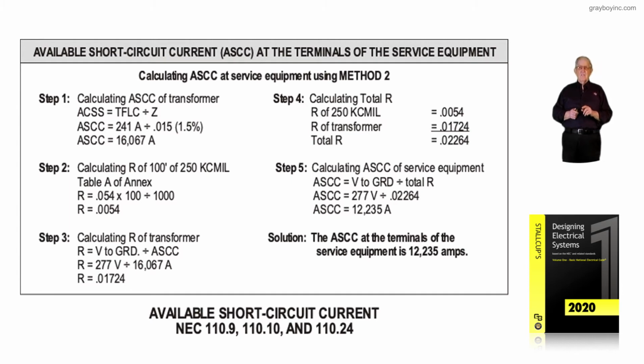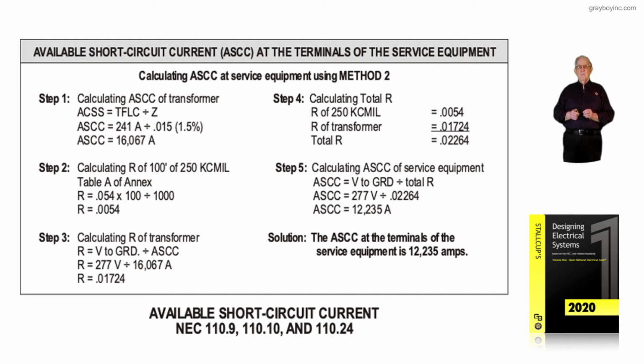So notice we take the resistance of the transformer at that value, add those two resistances together to get the total resistance of the overall run of the wire. We come up with 0.02264. That's including the resistance of the transformer and the resistance of the 100-foot run of 250 kcmil THWN copper conductors routed through metal conduit.